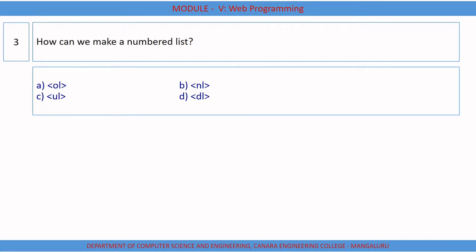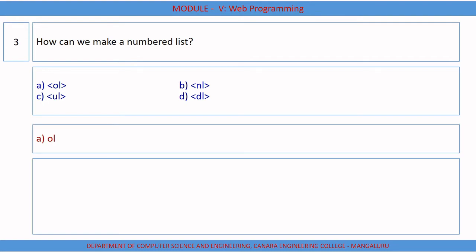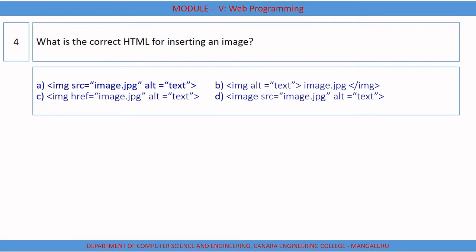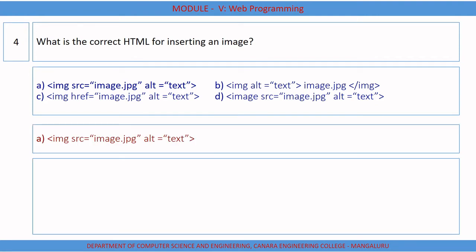Numbered list you can display with the help of OL. In HTML, for inserting an image, there are two attributes, SRC and ALT. SRC means the source of the image, and ALT is an alternative way to display text on behalf of the image. So the correct answer is A.